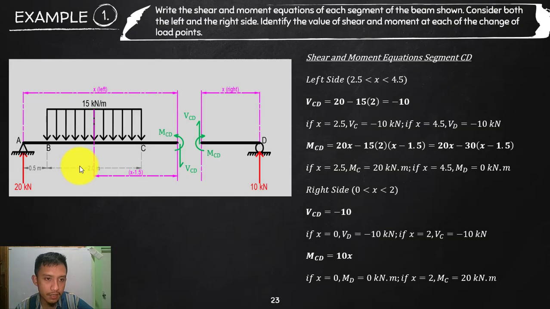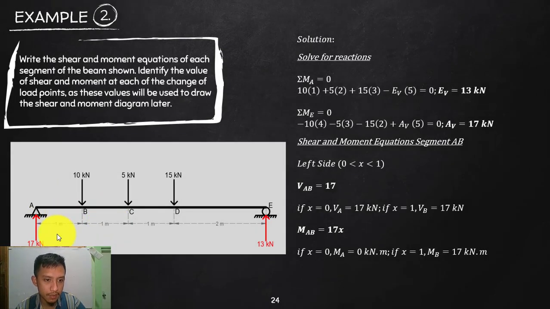Again, as I've said, considering your left side, up is positive, clockwise is positive. Since we are considering all the left sides, going up positive, clockwise positive, that will be our convention. Cut, what will be our shear? That is only 17. There will be no x there, so that is constant from A to B. Even if you substitute at distance x0 to x1, that will still be 17. That is your shear at AB.